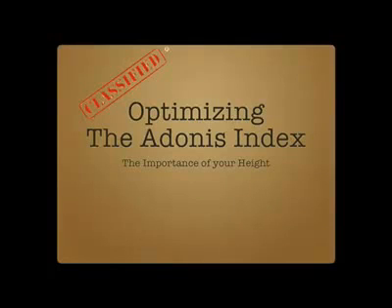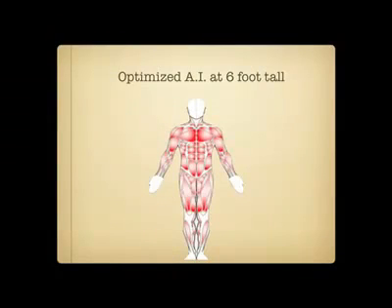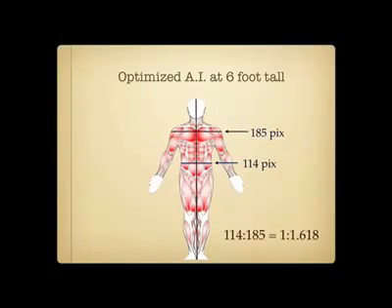Today, about optimizing the Adonis index. Now, a lot of people think the Adonis index is simply the ratio between your waist and your shoulders. However, it's really important to note that your height also comes into play for the Adonis index. I mean, your shoulders to your waist is really the golden ratio. What we're aiming for is a ratio of 1 to 1.618.